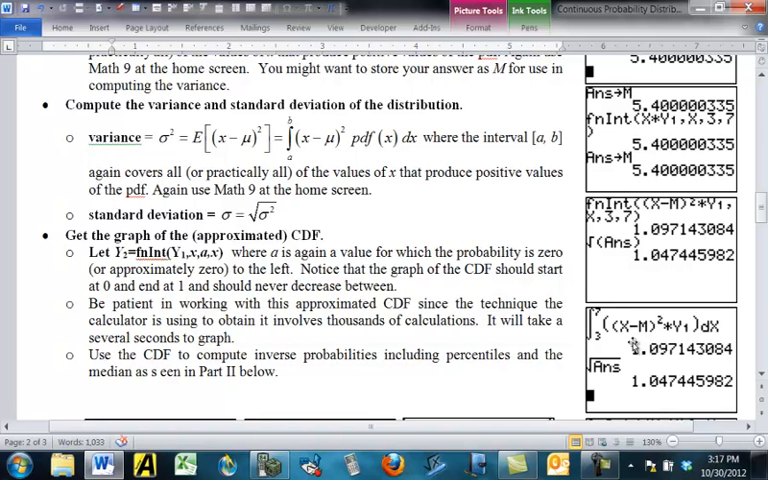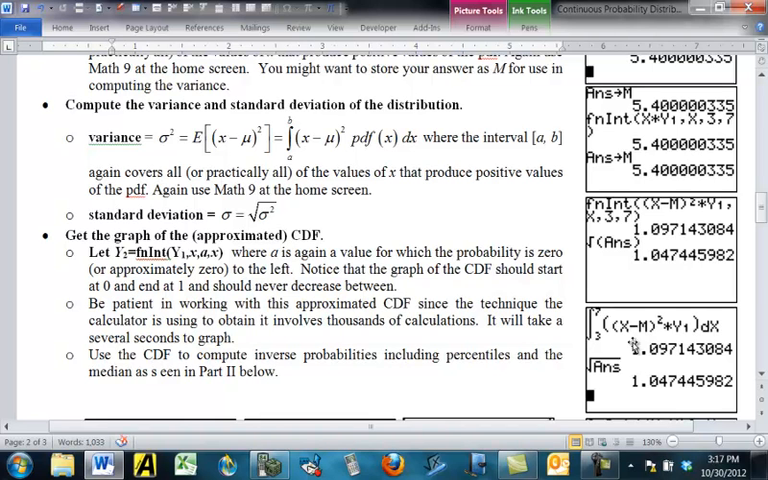So again, assuming y1 is the PDF, we let y2 be function integrate y1, comma x, comma a, comma x. The last one's always x, the second one's always x, the first one is wherever you have the PDF, and the third one, the a, is a value where there's nothing to the left of a. So if there's nothing to the left of a, you can just use a.